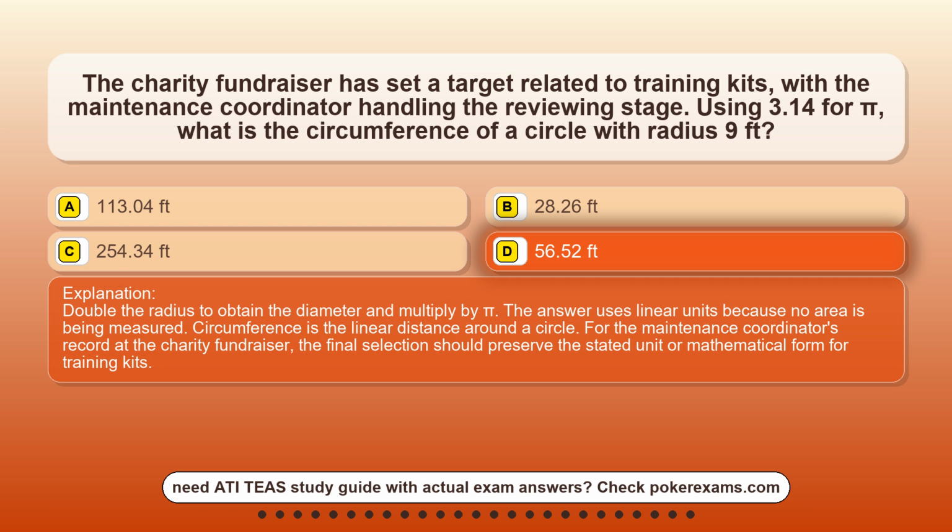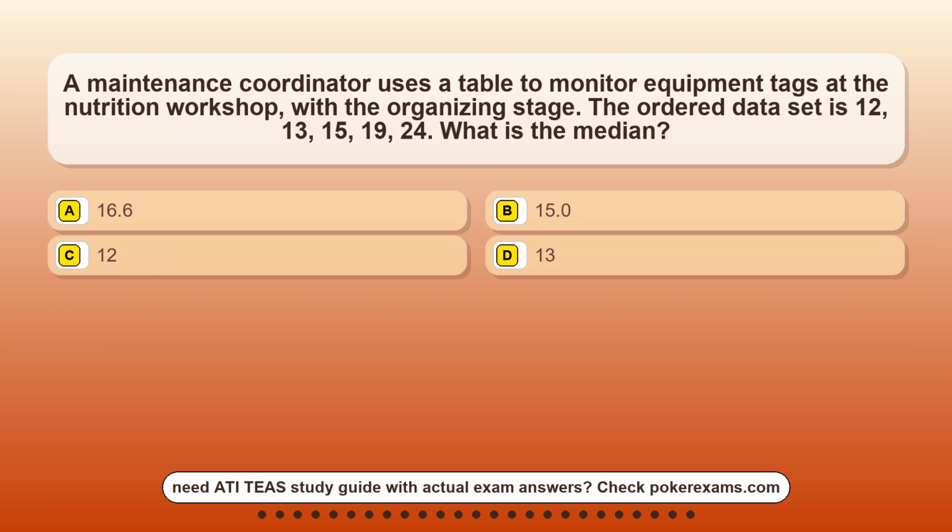The answer uses linear units because no area is being measured. Circumference is the linear distance around a circle. For the maintenance coordinator's record at the charity fundraiser, the final selection should preserve the stated unit or mathematical form for training kits. Question 20.